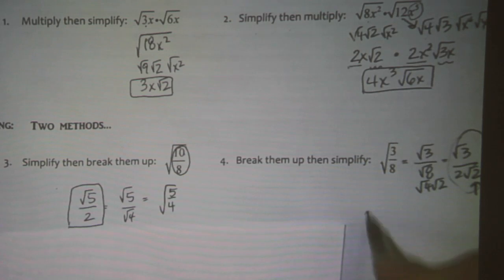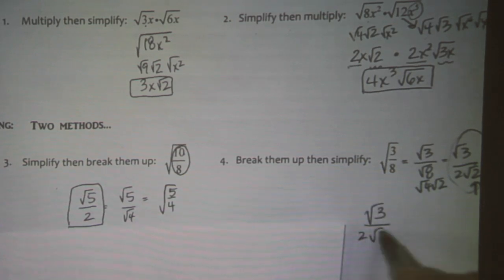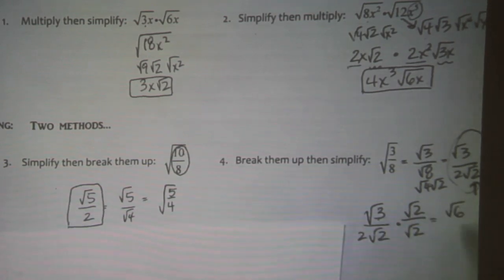Let's bring this down here. Root 3 over 2 root 2. If I multiply the top and the bottom, remember what you do to the bottom, you have to do to the top. Multiply it by the square root of 2. I get the square root of 6. Remember, 3 times 2, 6 under the radical. And then I get 2 root 4.